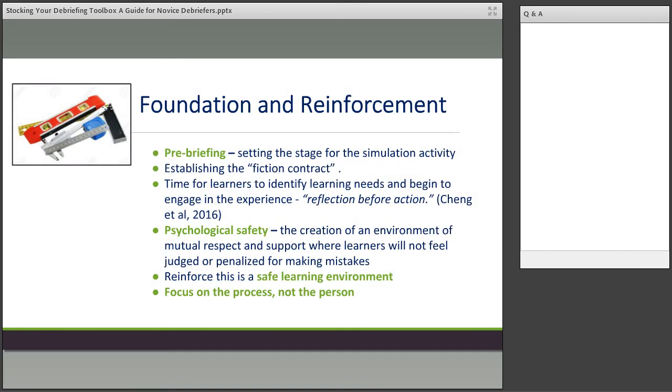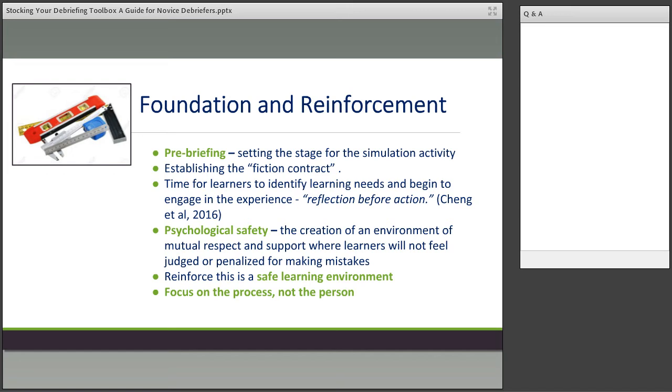So our first thing, our foundation, our reinforcement. Now this is interesting too. Again, as I said before, how we got this thought that debriefing simply meant what happened after the simulation-based educational activity. Debriefing starts with your pre-briefing, setting the stage for the simulation activity. Now there's also pre-briefing where you may have students do pre-work, but this pre-briefing, which I'm using right here, is that immediate moment before the students enter the arena for the simulation.